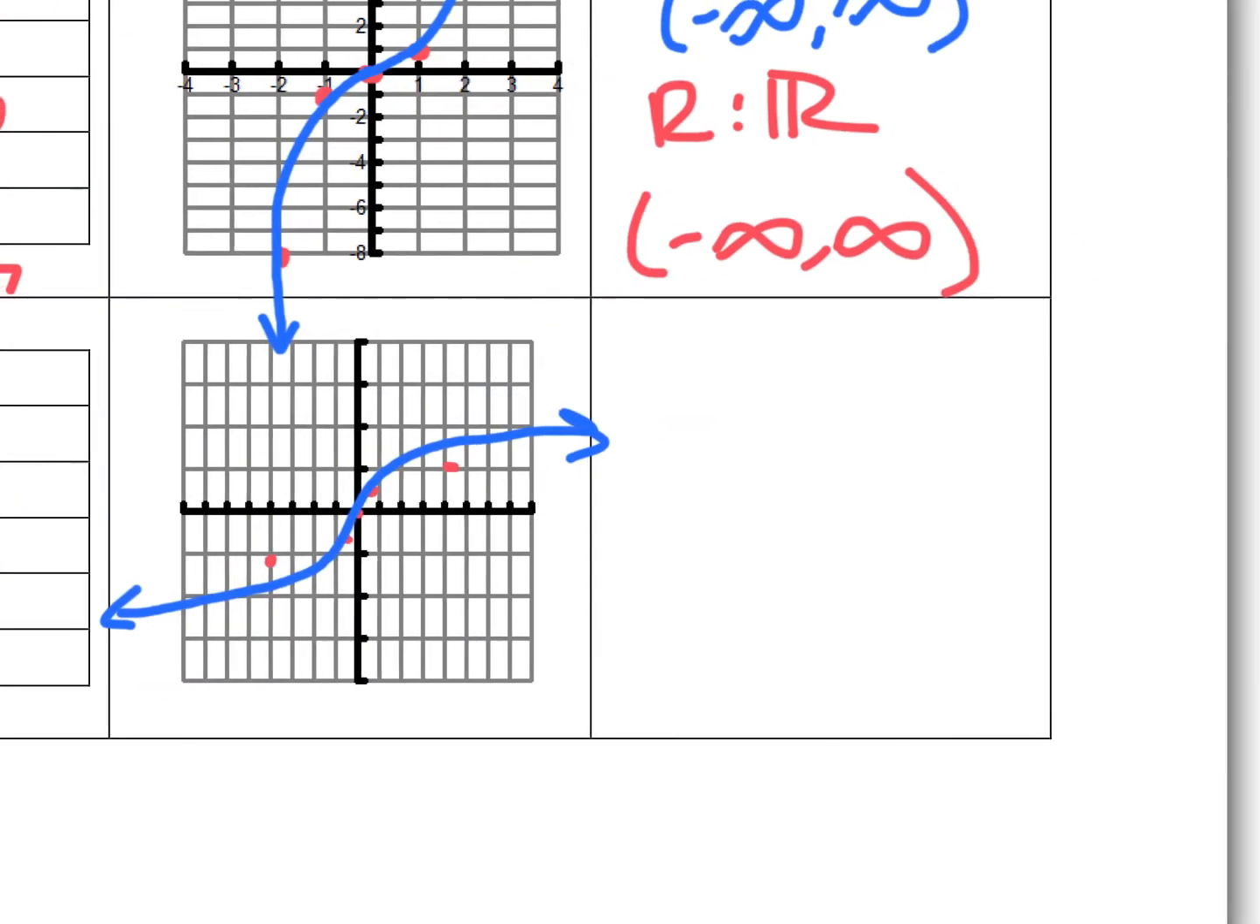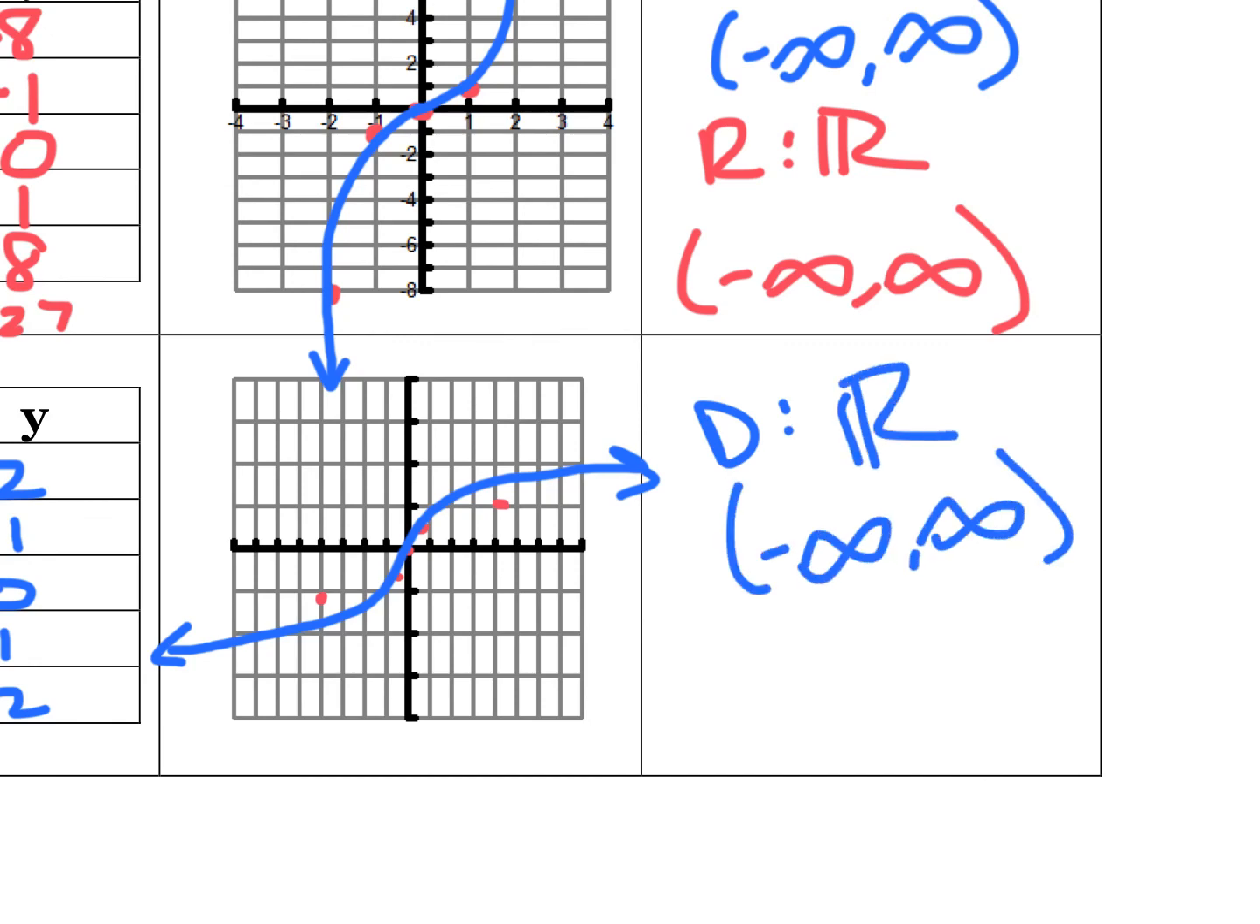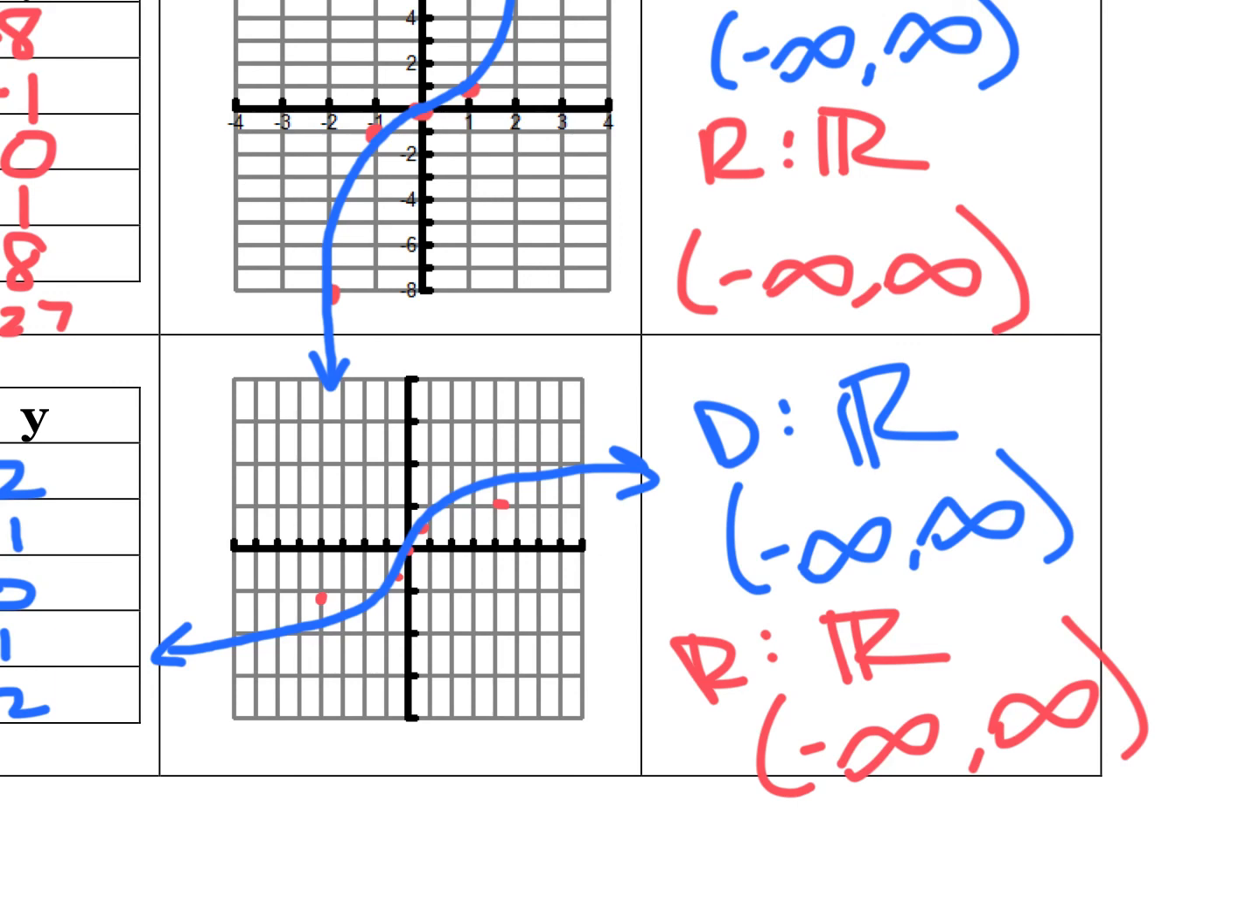So let's fill out the domain and range. Will the domain ever stop going left or right? No. So the domain is all real numbers from negative infinity to infinity, and the range is also all real numbers from negative infinity to infinity. And these are all the basic parent functions.